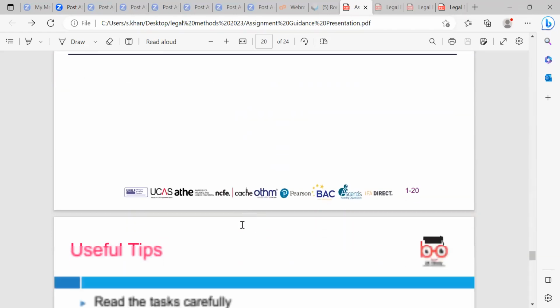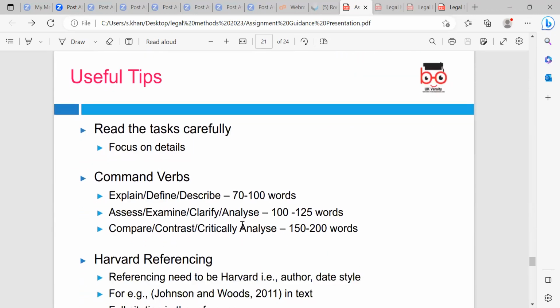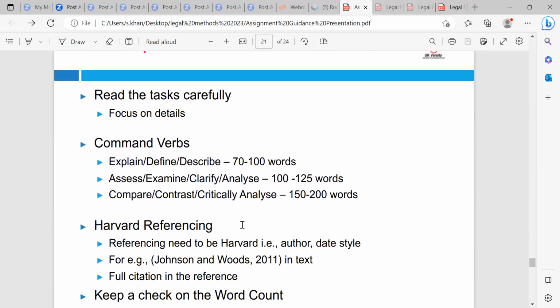General guidelines for you, useful tips. Read the tasks carefully. Focus on details. Focus on what they're asking you. Command verbs: explain, define, describe, 70 to 100 words.